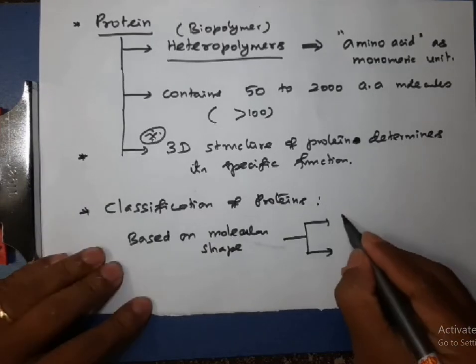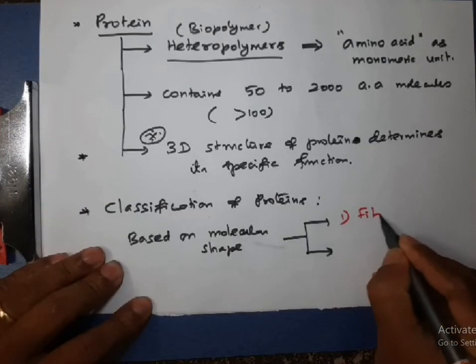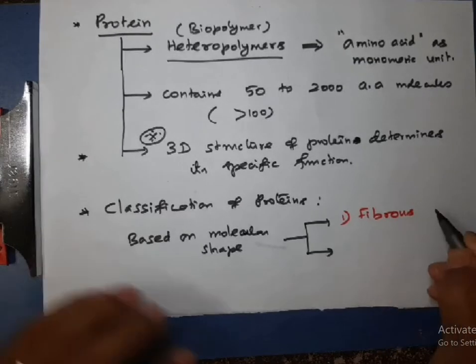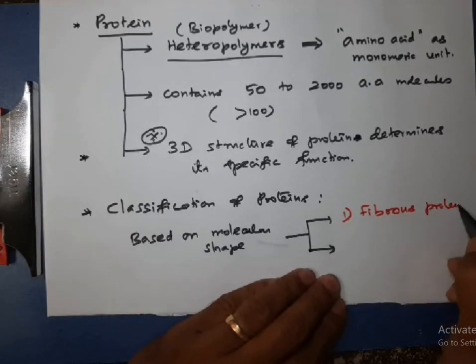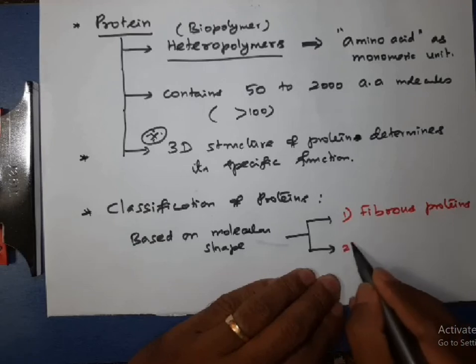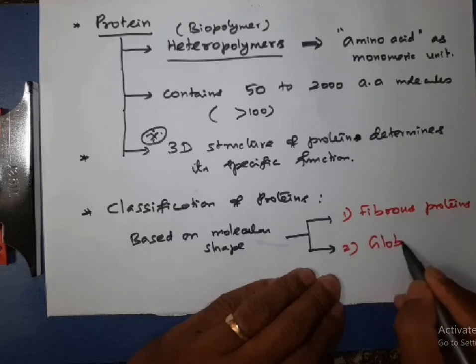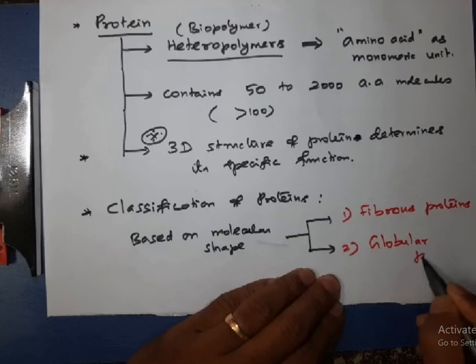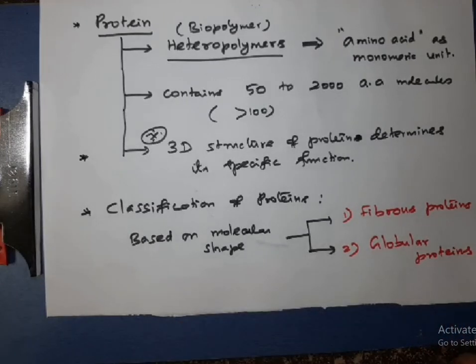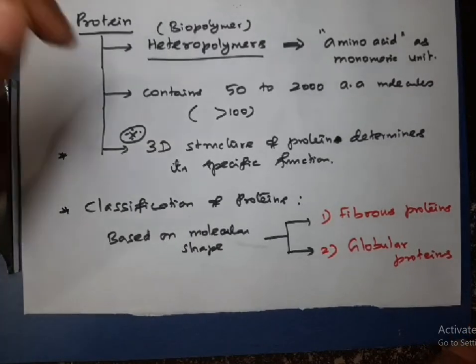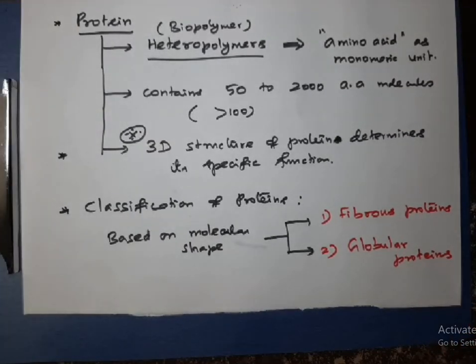What are they? Number one, fibrous proteins. Number two, globular proteins. Fibrous proteins and globular proteins. What is meant by that? What is meant by fibrous protein and what is meant by globular protein?